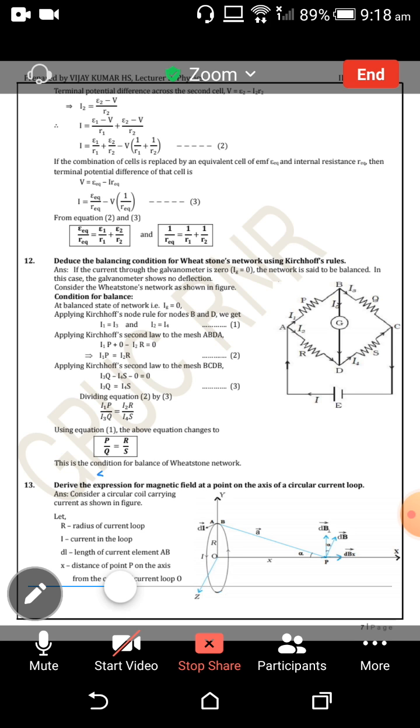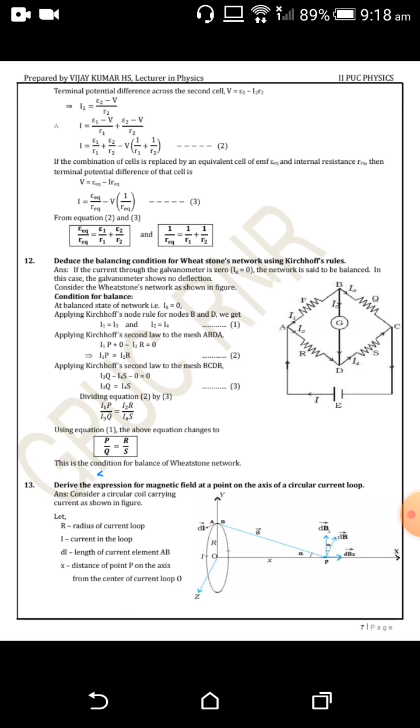Okay, fine. We'll move to the next derivation, that is, deduce the balancing condition for Wheatstone's network using Kirchhoff rules. Okay. So as we have come across Kirchhoff's first law and second law, right? So applying that itself, we are going to deduce the balancing condition for the Wheatstone network.